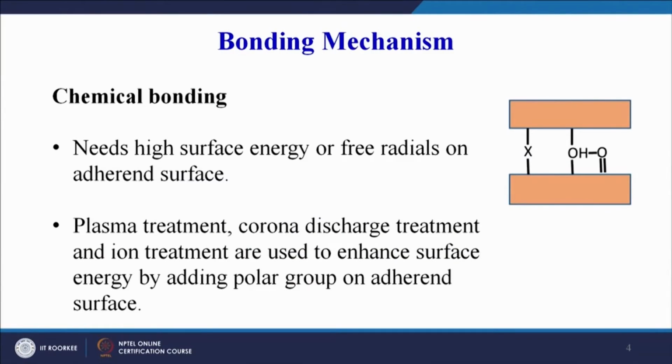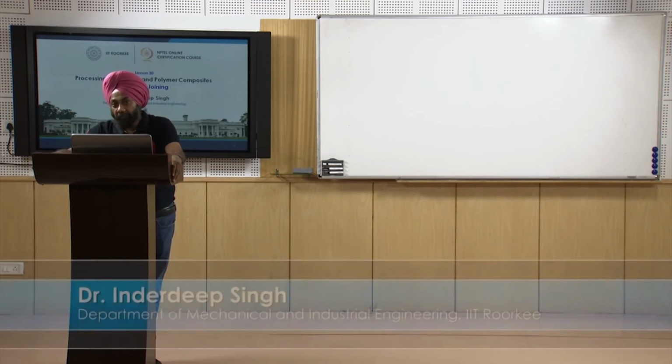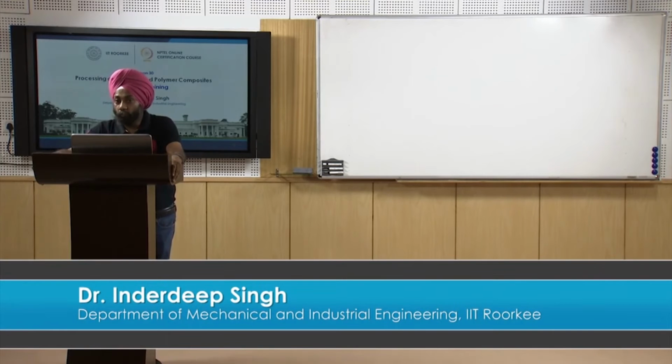The first requirement for chemical bonding is that you need to have high surface energy or free radicals on the adherent surface. Now when you have prepared your surface, having made your adherent using any of the techniques for processing of polymers or polymer based composites, you may not have these free radicals or high surface energy at the surface. Now how do we form the joint? For forming the joint you have to induce certain treatment of the surface so that the surface becomes ready for joining. And how those treatments can be done, what those treatments are, let us try to see.